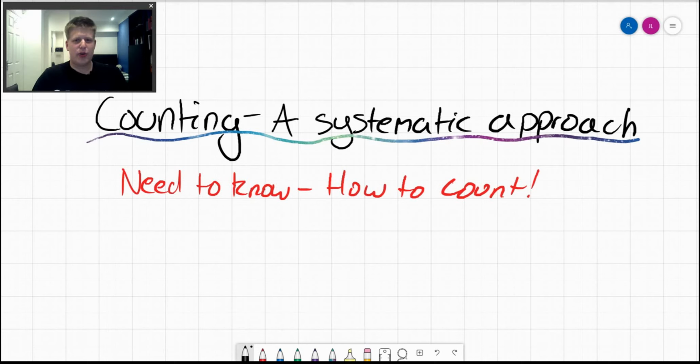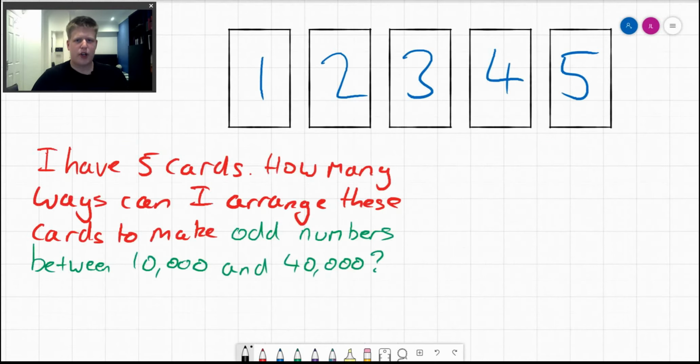In this video, we're going to look at some harder counting puzzles where you can't just use your permutation and combination formulas, but instead we need to take some systematic approaches. We're going to look at two questions in this video. Have a look at this one.